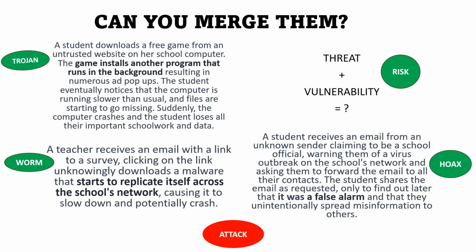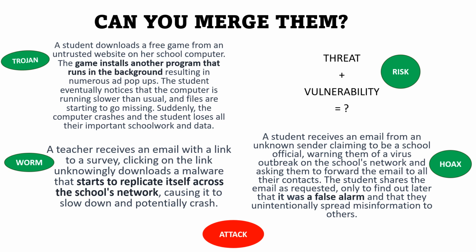A student downloads a free game from an untrusted website on her school computer. The game installs another program that runs in the background, resulting in numerous ad pop-ups. The student eventually notices that the computer is running slower than usual and files are starting to go missing. Suddenly, the computer crashes and the student loses all their important schoolwork and data. This is a very typical example of what a Trojan represents.